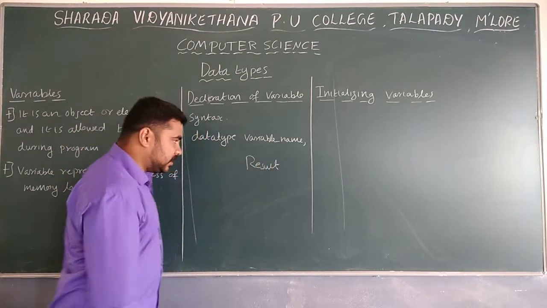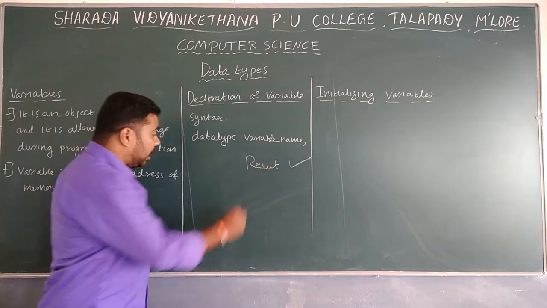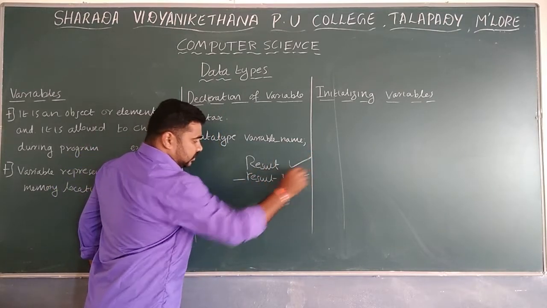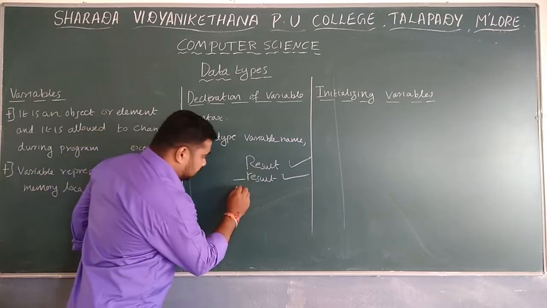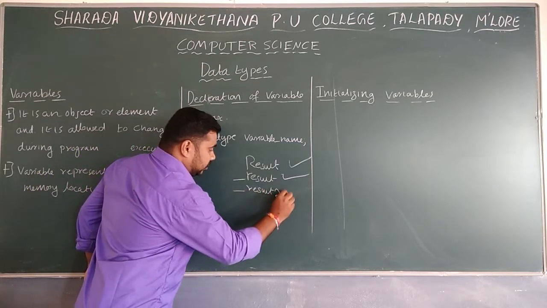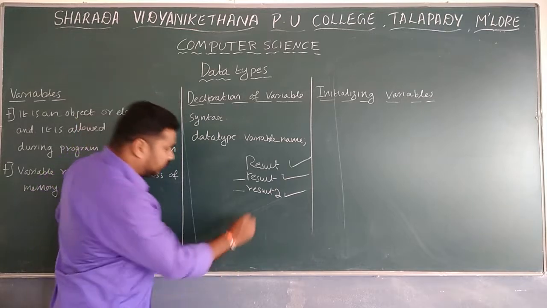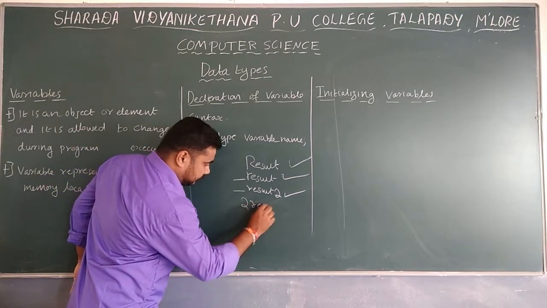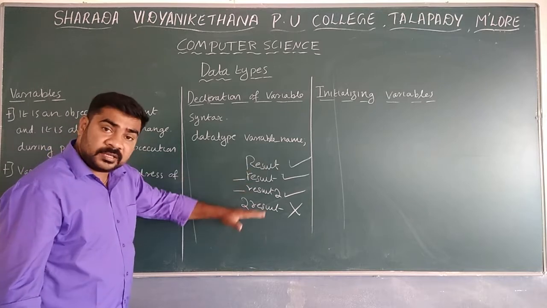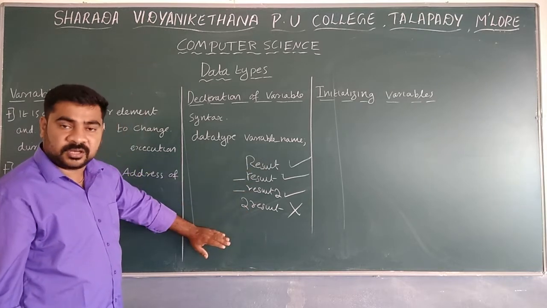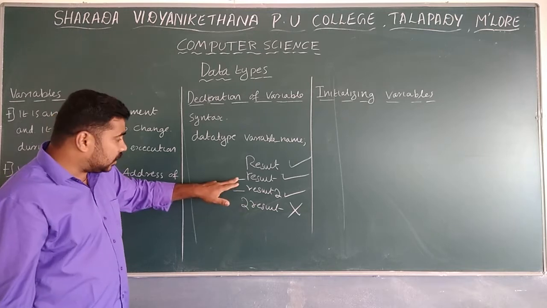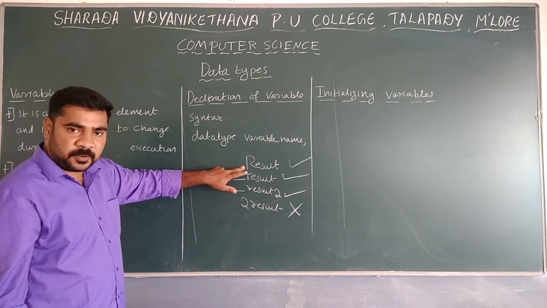This is allowed. Underscore result is also allowed. Underscore result 2 is also allowed. But 2 result is not allowed. So these are the different valid and invalid statements. You should not start with a number. You can start with an underscore or letters.